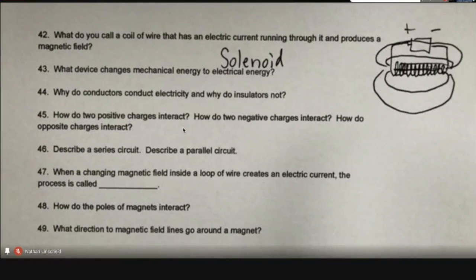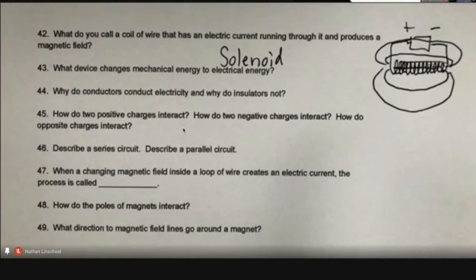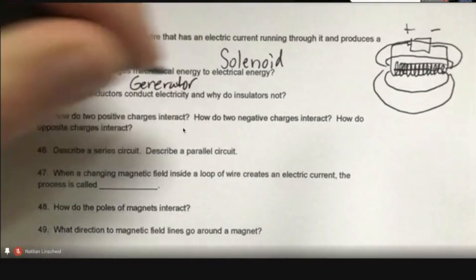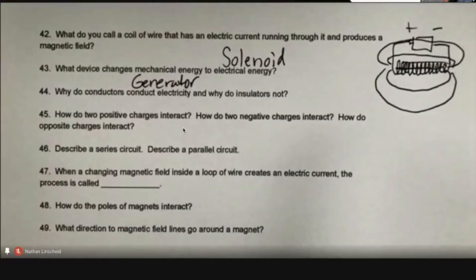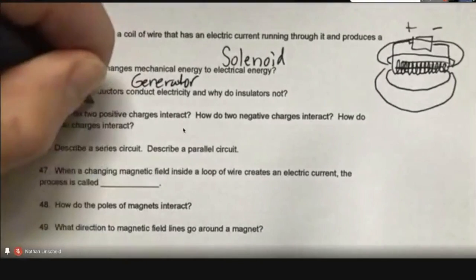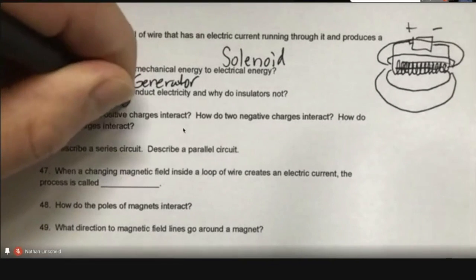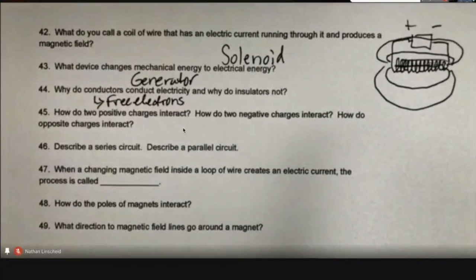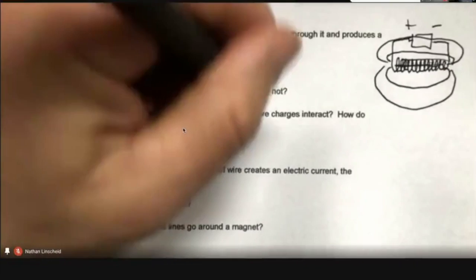All right, 43. What device changes mechanical energy to electrical energy? Well, what do we need to do to get electrical energy? We need to generate it, and we generate it with a generator. All right, 44. Why do conductors conduct electricity and why do insulators not? Conductors have free electrons just roaming around on the outside of the metal. And so those free electrons are able to carry energy from one place to another. Insulators do not have free electrons.